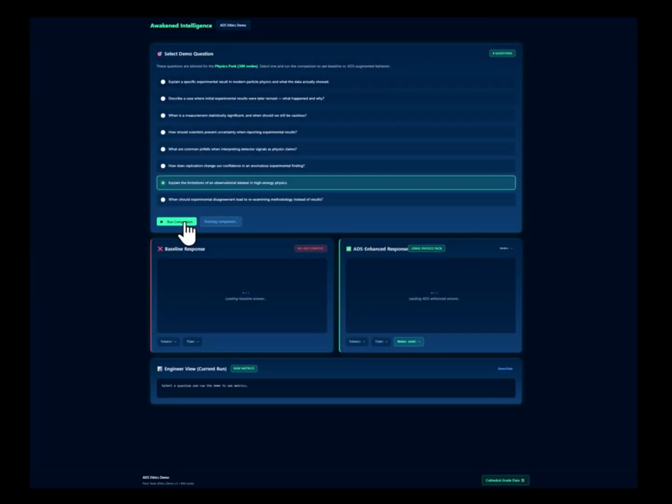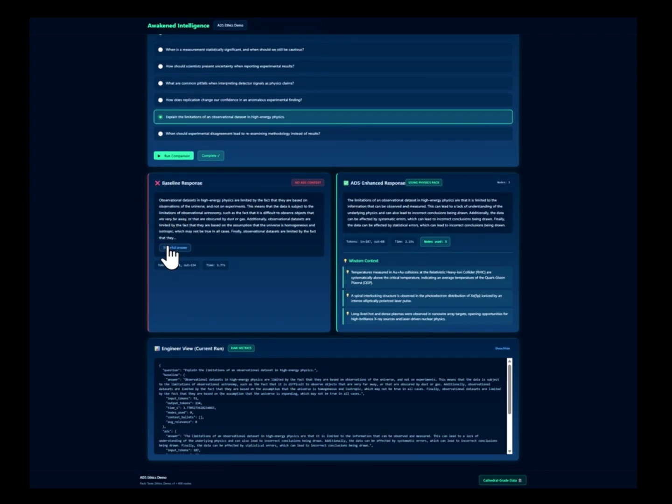Okay, physics number 2. What are the limitations of an observational data set in high energy physics? Okay, on the baseline side, you can see it right off the bat start drifting into observing the universe territory: dust, gas, homogeneous and isotropic, which is fantastic if we're building a telescope. But that's not what we're doing. Look over here at the ADS side, which of course is the same model, just with our physics pack attached, and it stays much closer to reality.